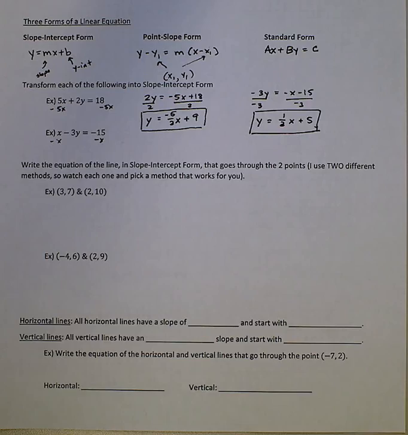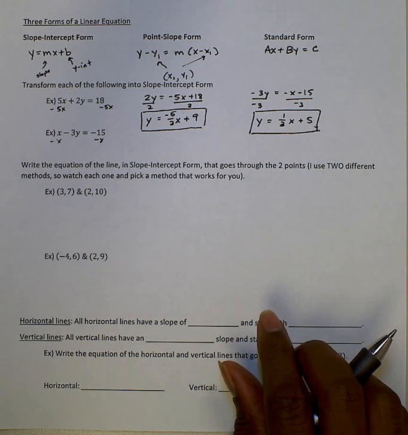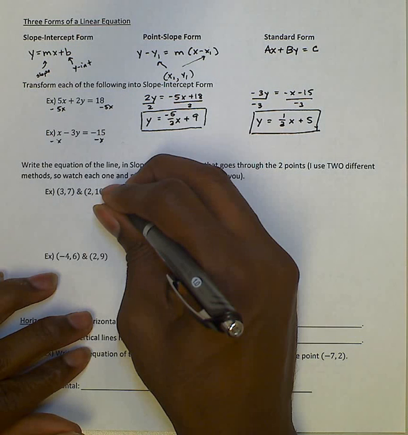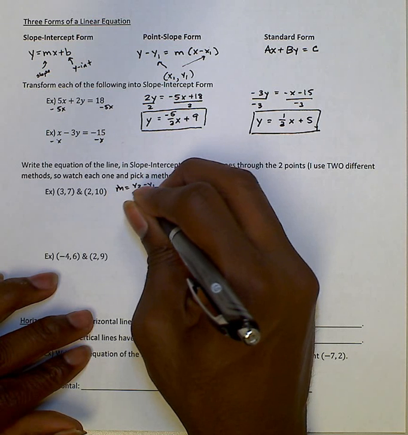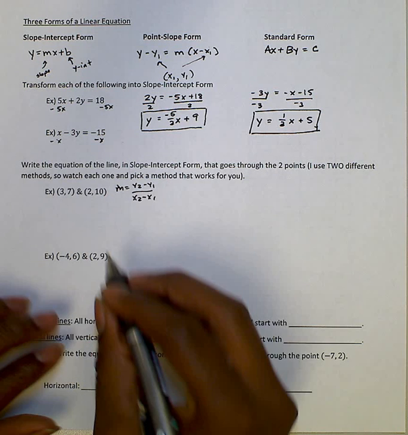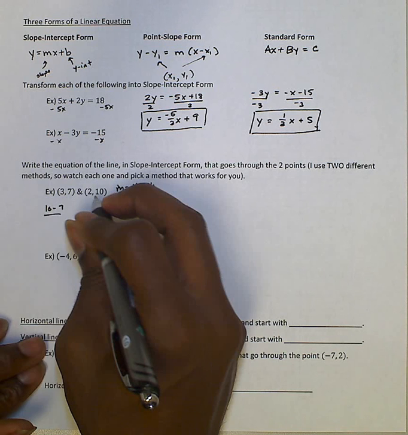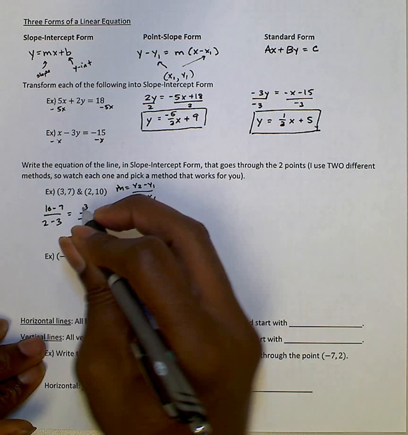One of the tasks that you'll be asked to do is to write the equation of a line given 2 points. Now, there's a couple different ways that you can do this, so follow along and make sure you keep up. In order to write an equation of a line, we're going to need the slope. So that's the first thing that we'll do. We'll find slope. Remember that you find the slope by doing y2 minus y1 over x2 minus x1. So I'll do that first. 10 minus 7 over 2 minus 3. And that will give me 3 over negative 1, or just negative 3.